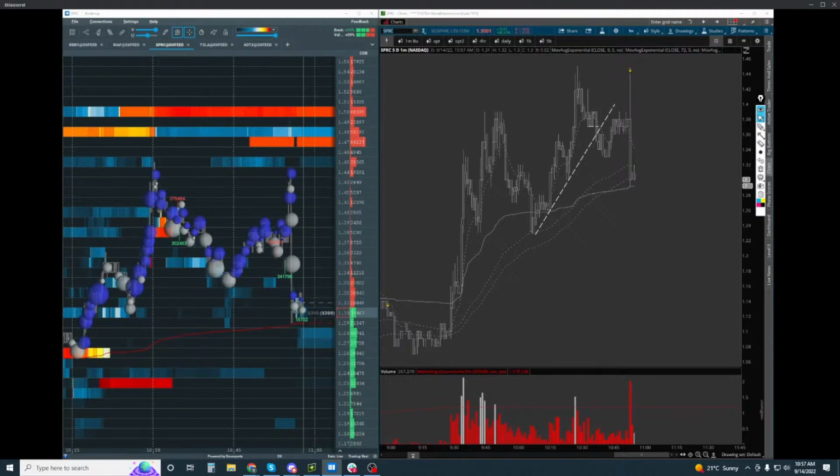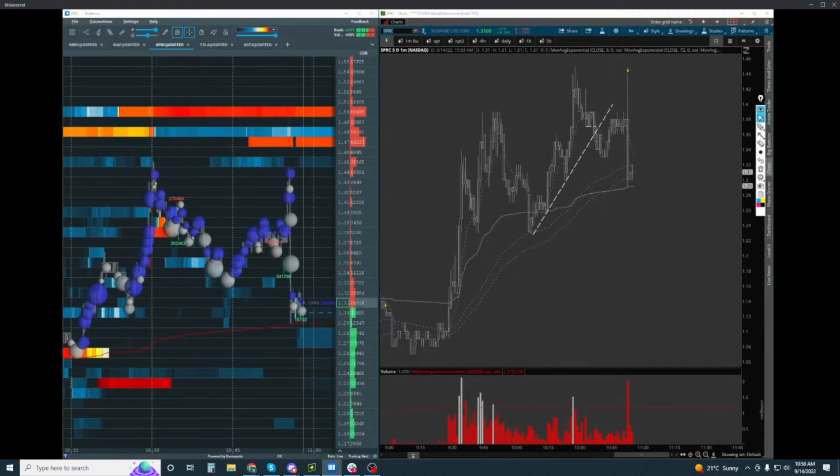Yeah, instead these are very quick, strong moves, and then maybe it continues, maybe it just chops. Exactly, it can be very, very tricky.